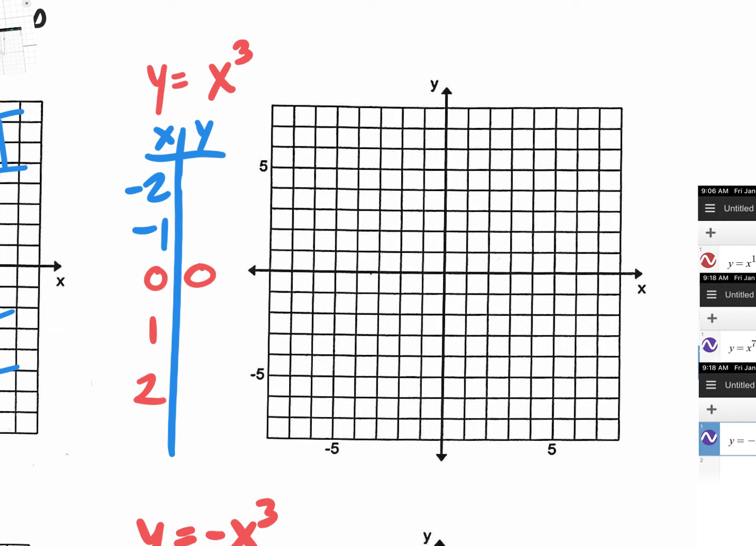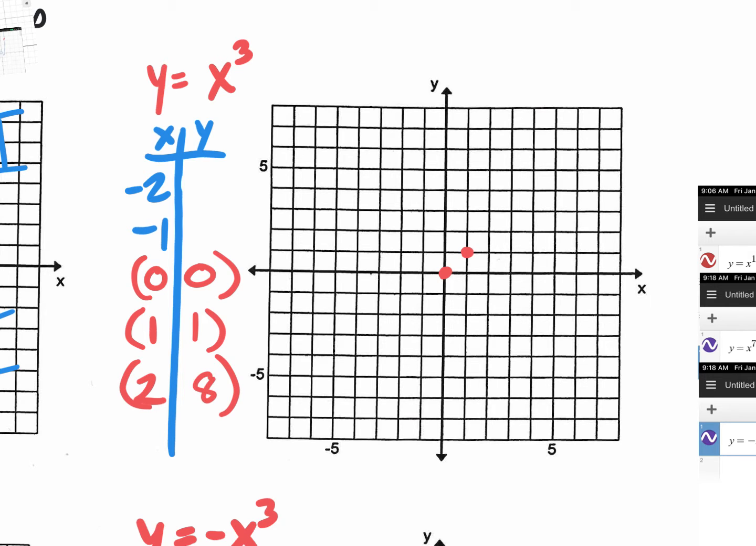If I plug in, let's say 1, that's an easy one. What's 1 times 1 times 1? 1. So when I plug in 1, I get out 1. Let me actually graph 0, 0. It's right here at the origin. Graph 1, 1. It's right here. Let's plug in 2. 2 times 2 times 2. What's that? 8. Okay, so 2, 8 is a coordinate.